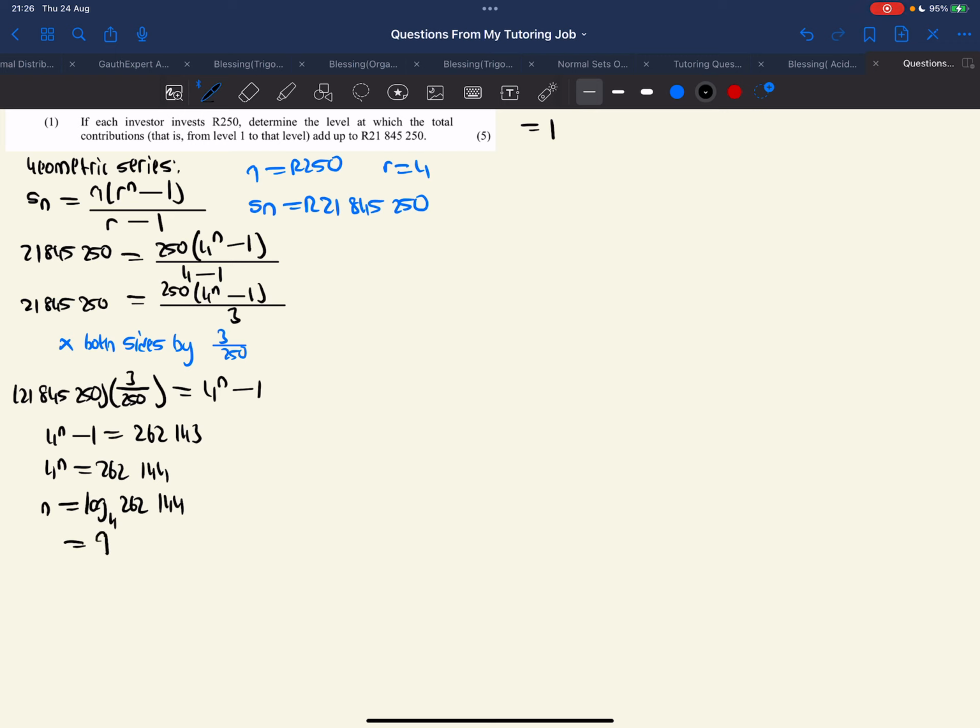All right, so basically the level at which the total contribution, that is from level 1 to 9, will add up to 21,845,250 rand. So the answer we are looking for is n equals 9. So you can just say that therefore it is level 9, or you can just leave the answer there. All right.